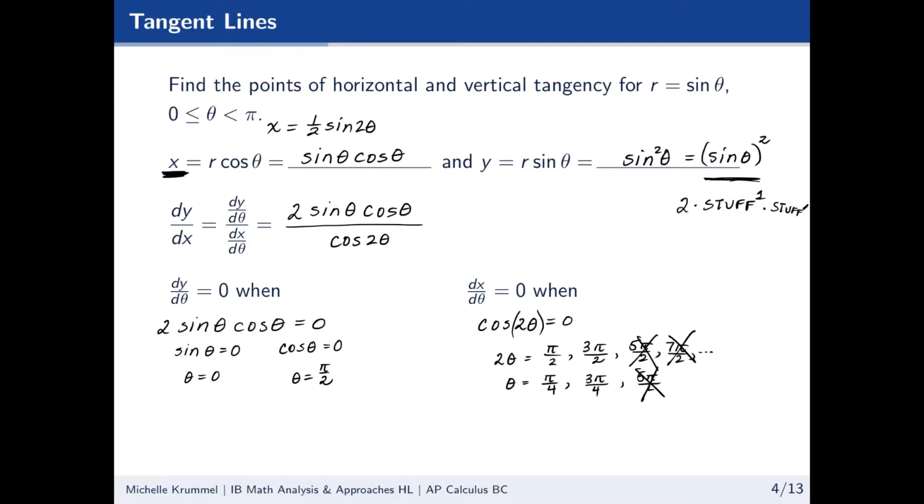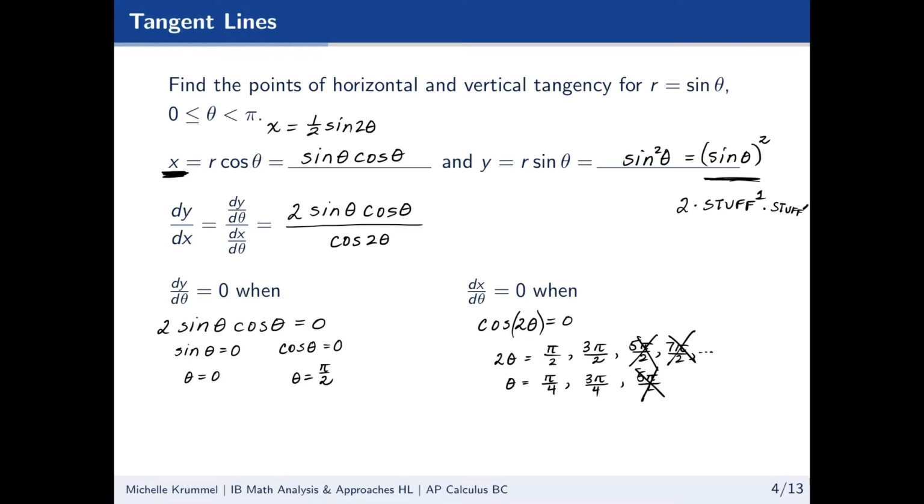Now, do we have any common solutions? Are there any values of theta for which dy d theta and dx d theta are both equal to 0? And in this case, no, there are not. So that makes this problem a little bit easier. We can go ahead and write out our solution.